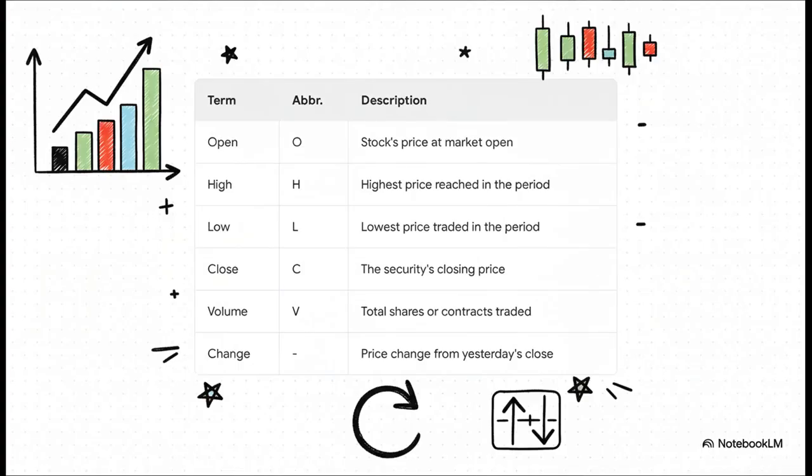You've got the open, that's the price when the market opened. High and low are pretty self-explanatory. They're the highest and lowest points the price hit. Close is that final price at the end of the day, and that's the number we use for the line chart. We just talked about volume, and change is just how much the price went up or down from the previous day's close.